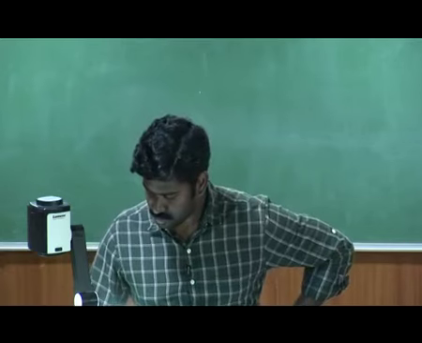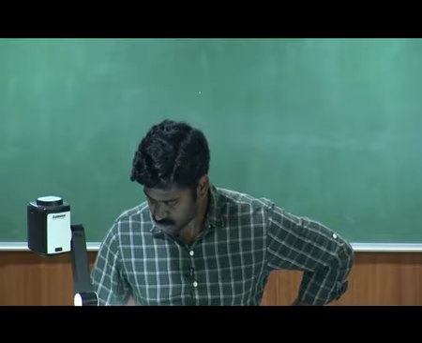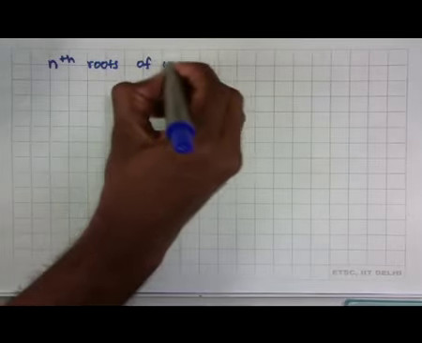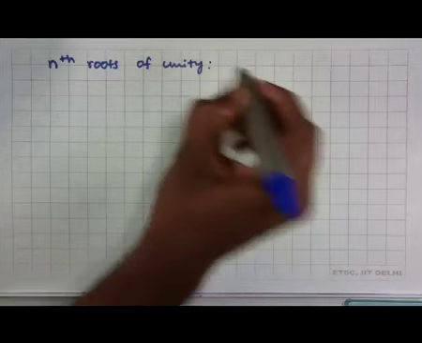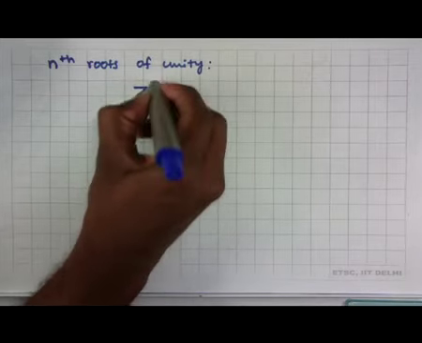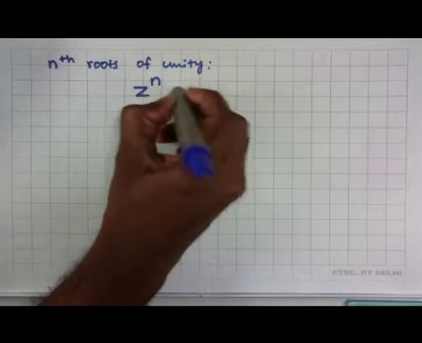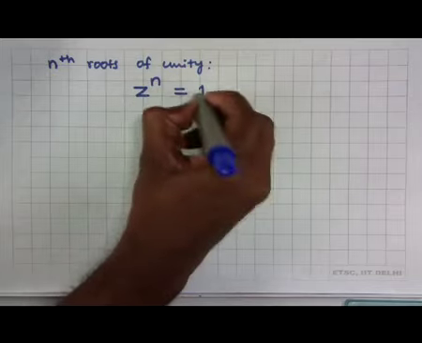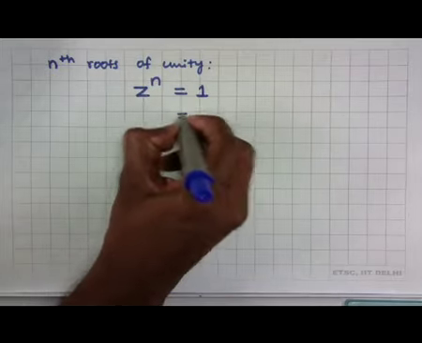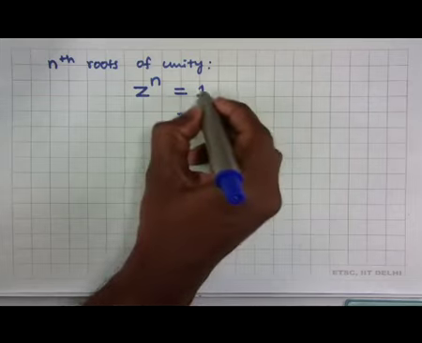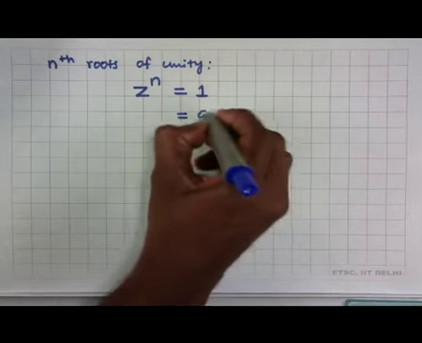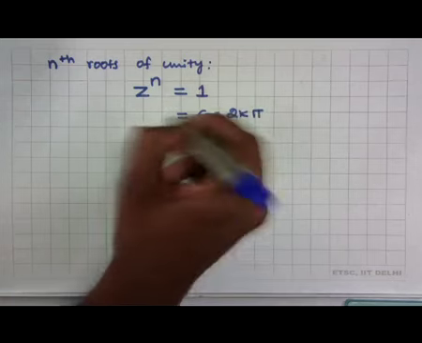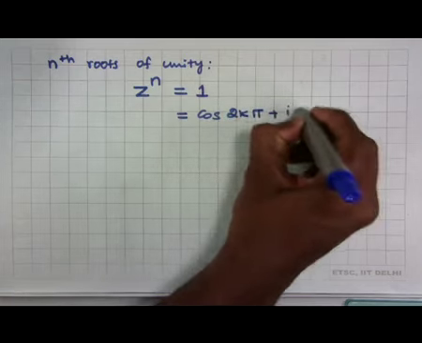Now, whatever we observed till now, let us write it as a general frame. We are considering our interest to find the nth roots of unity, which means that we are interested in a complex number whose nth power gives 1. Now, try to use whatever we have observed. The 1 can be written as cos 2k pi plus i sin 2k pi.